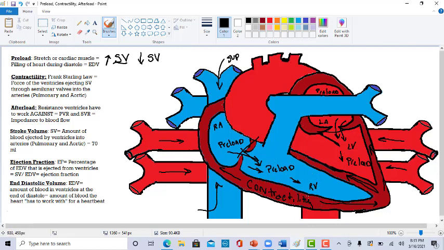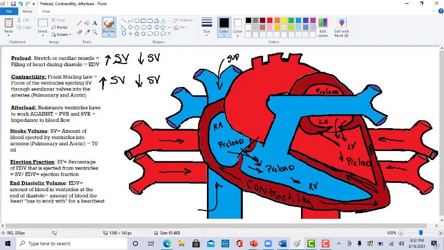So contractility is a big part of what determines stroke volume, because if you increase your contractility, you are going to increase your stroke volume. If those ventricles really are able to forcefully eject that blood out, it's going to increase the amount of blood that goes out. If you decrease your contractility, you're going to decrease your stroke volume, okay? So these are also directly related. So increase your contractility, increase your stroke volume, decrease your contractility, decrease your stroke volume.